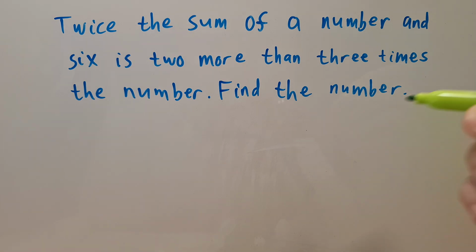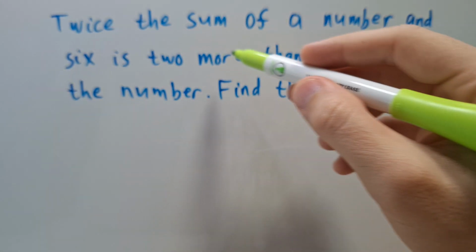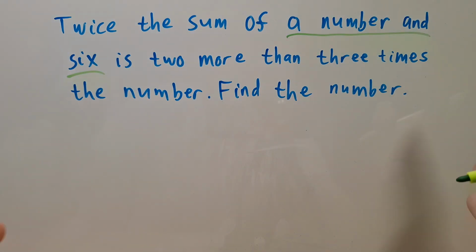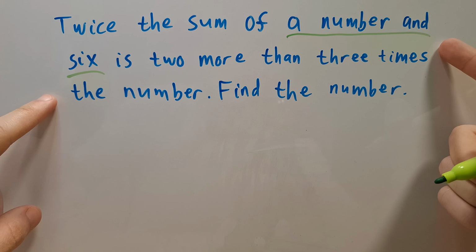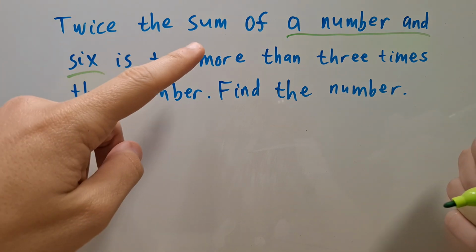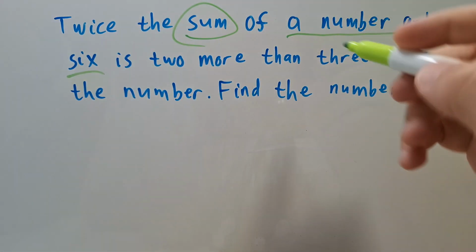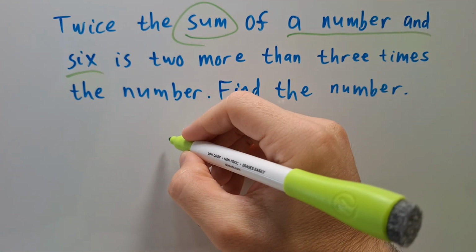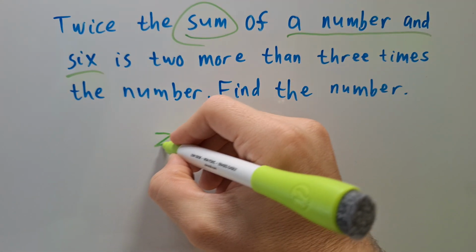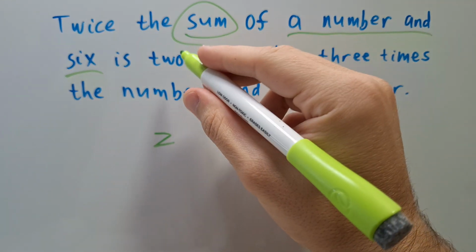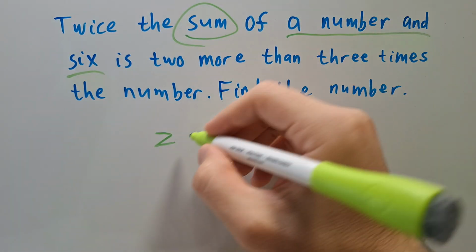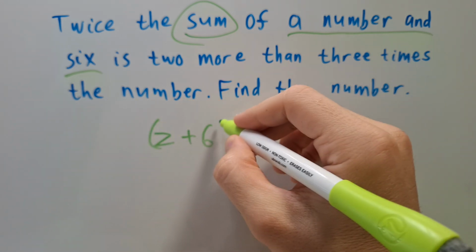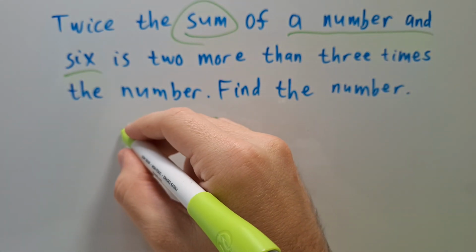Lots going on here. So first thing I want to point out is it says twice the sum of a number and 6. This, what I just underlined, this is a quantity. So twice the sum, we know this is addition, the sum of a number and 6. So I'll label my variable in this one as z. So twice the sum of a number and 6. The sum, this is a quantity, so twice it means to multiply it by 2.